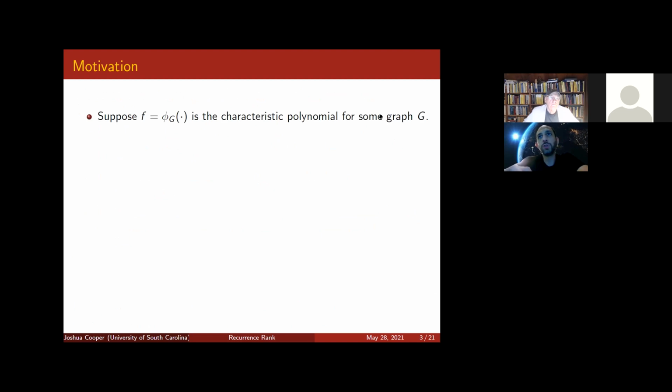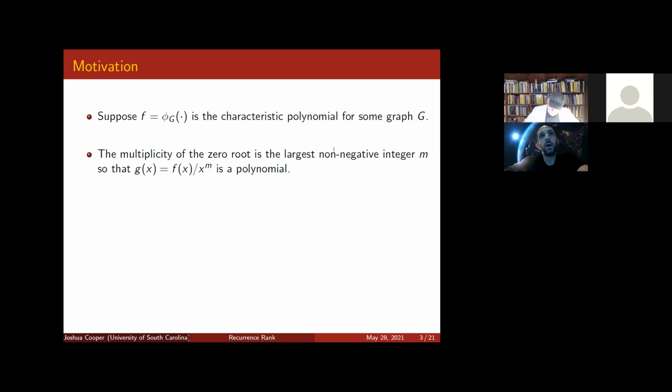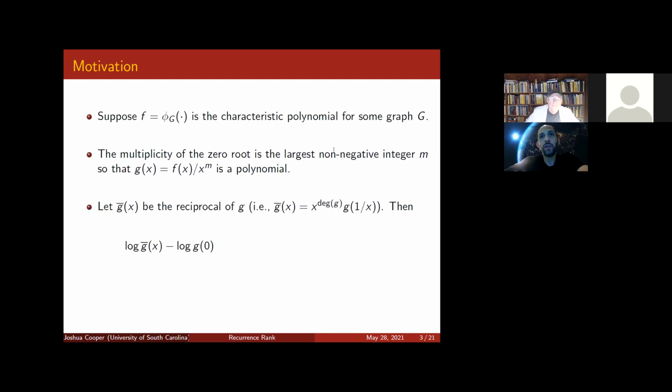Let me refer to the characteristic polynomial of some fixed graph G as f to make life easy. The multiplicity of 0 is the largest non-negative integer m such that if you divide f of x by x to the m, you just get a polynomial. That is, the number of times f is divisible by x.